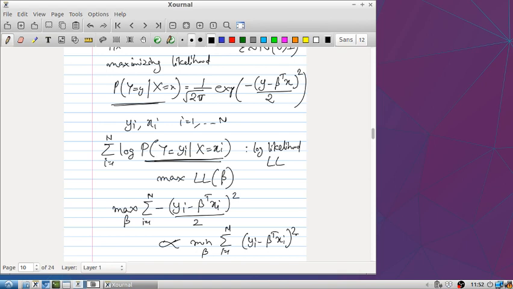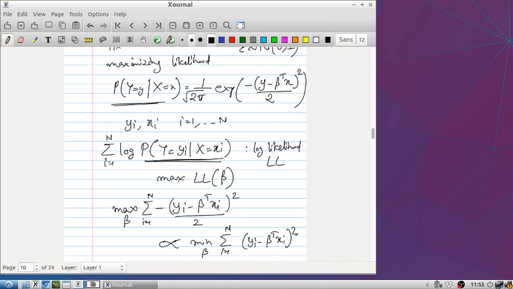That's why I put a proportionality. Basically, I'm trying to delete this one. And I can also delete 2 because it doesn't affect the choice of beta. Now this is actually just the residual sum of squares. This is the residual sum of squares, right? This is the residual sum of squares.